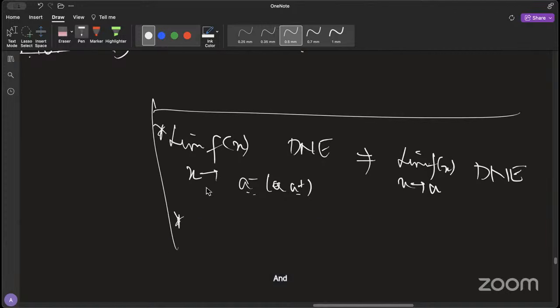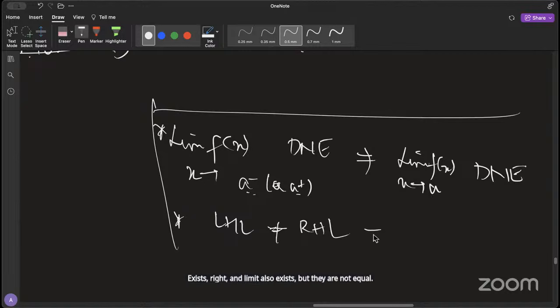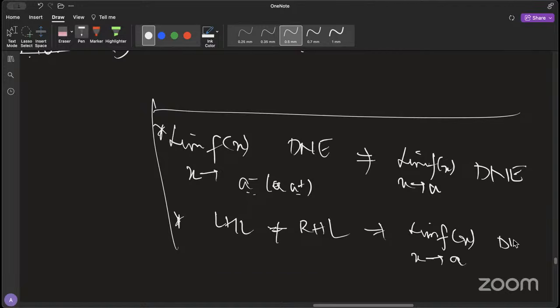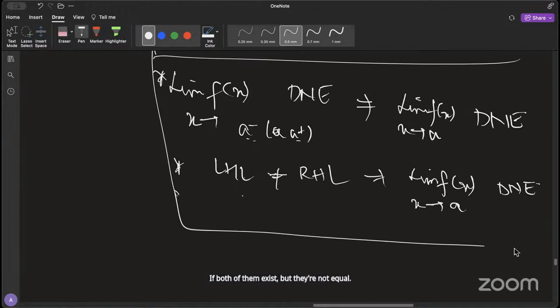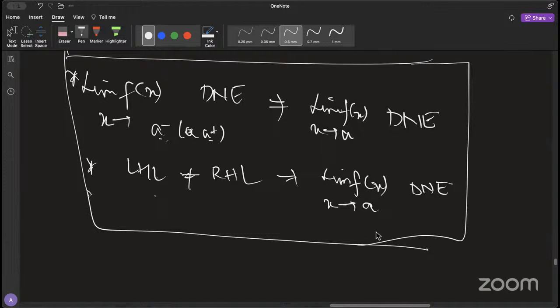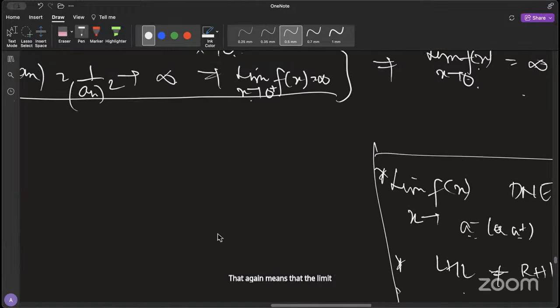And if both of them exist, the left-hand limit exists, the right-hand limit also exists, but they are not equal, then we say the limit of f(x) does not exist. So if one of them does not exist, that means the limit does not exist. If both of them exist, but they're not equal, that again means the limit of the function does not exist at that point.